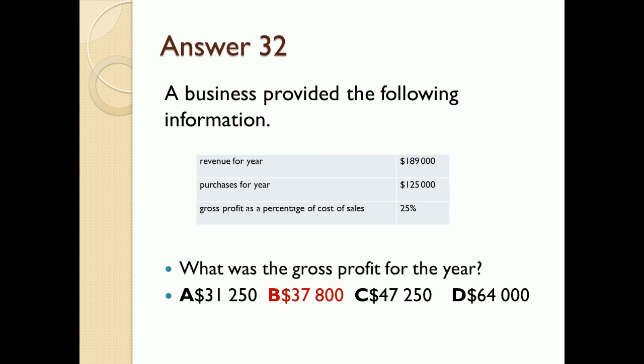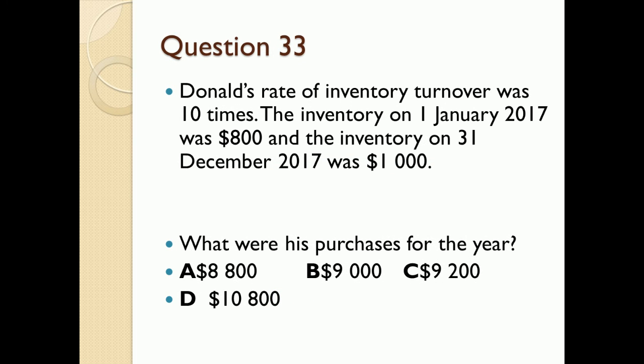Next question, that is your answer for question 33. Donald's rate of inventory turnover was 10 times. The 10 times means the cost of sales is equal to 10 times the average inventory. If the inventory turnover ratio is given in times, it shows that the average inventory is 10 times smaller than cost of sales, or we can say that cost of sales of a business is 10 times your average inventory. And you know how we calculate average inventory: opening inventory value plus closing inventory value divided by 2.